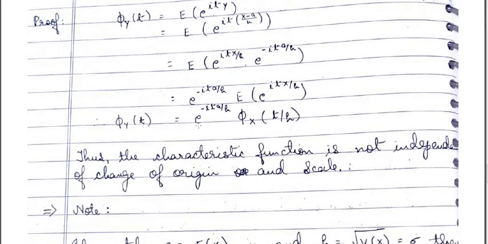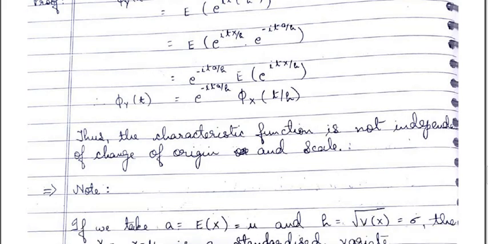Phi y t equals expected e raised to i t a by h, phi x t by h. Thus, the characteristic function is not independent of change of origin and scale. So the characteristic function is not independent of change of origin and scale because this constant comes outside. That is what actually e raised to i t a by h is: a constant, and it is outside the characteristic function. And also here we have t by h.